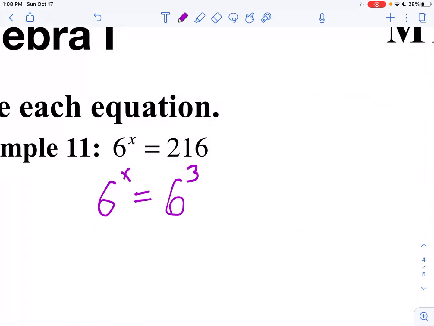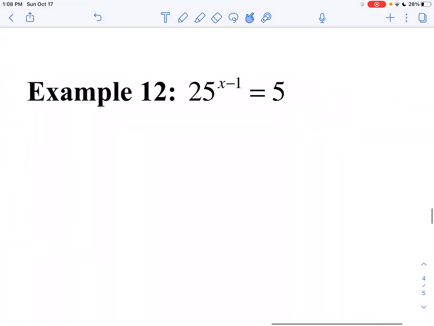So in other words, the bases are the same. So x equals 3. You're done. That's the extent of the equation you're going to solve. Let's take a look at another one here.